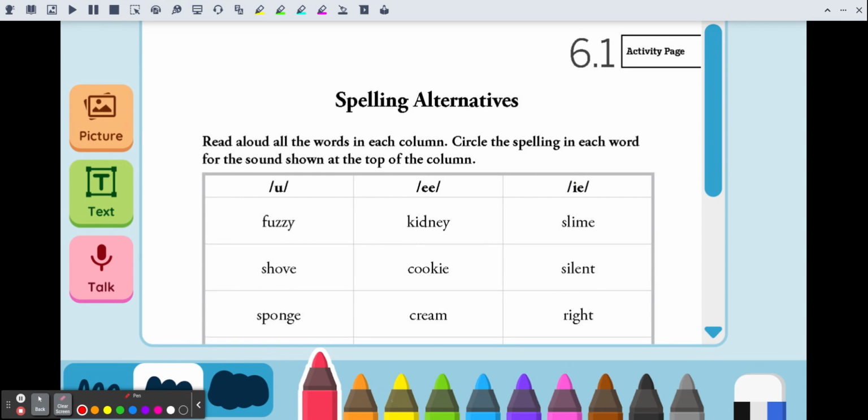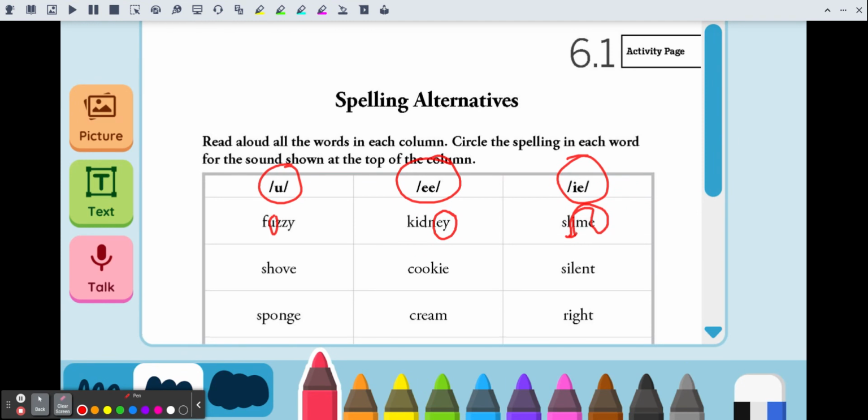So we have E, and I. Those are the three sounds we'll be covering. So for I'm looking at the word fuzzy. I know that the U is saying so I will circle it. For E, I'm looking at the word kidney. I know that EY says E. And slime. What's saying I in the word slime? I is I consonant E. So that's my horseshoe.